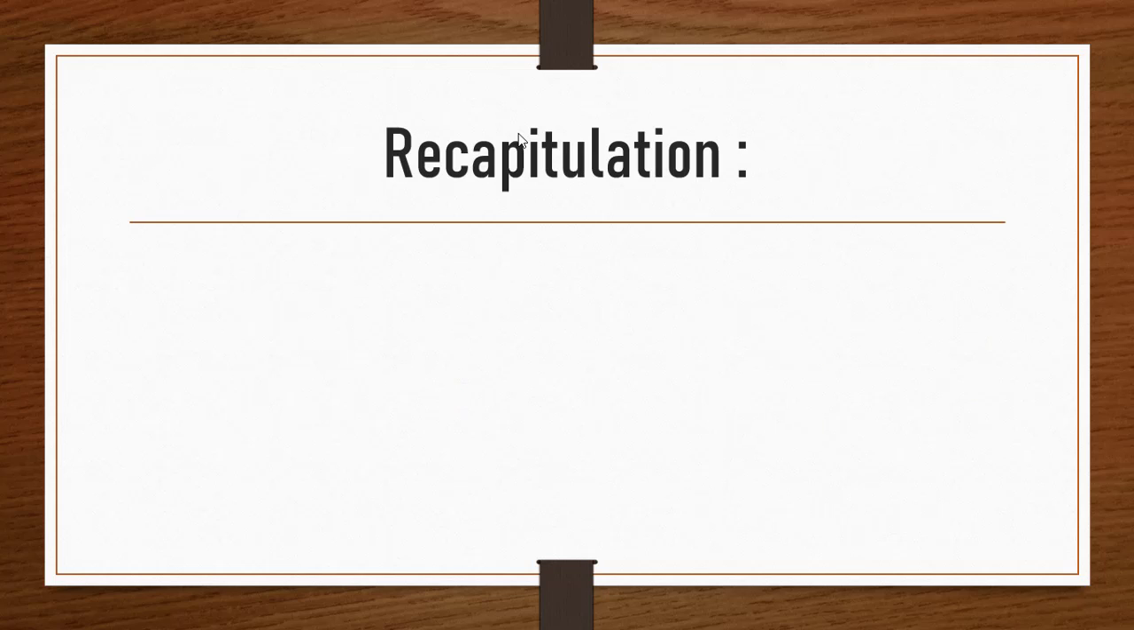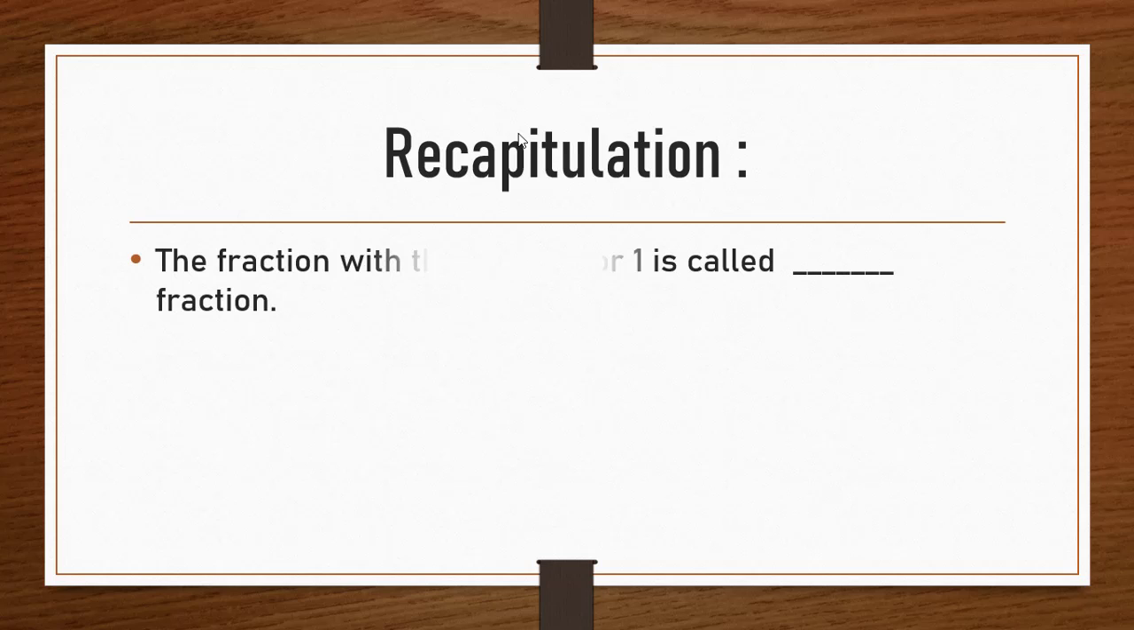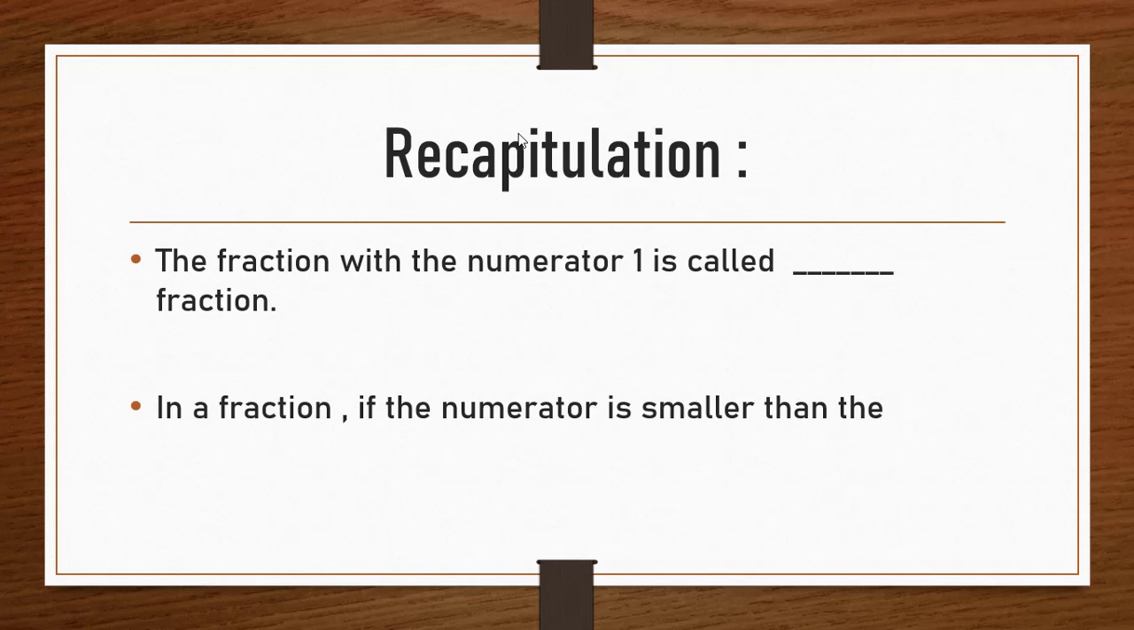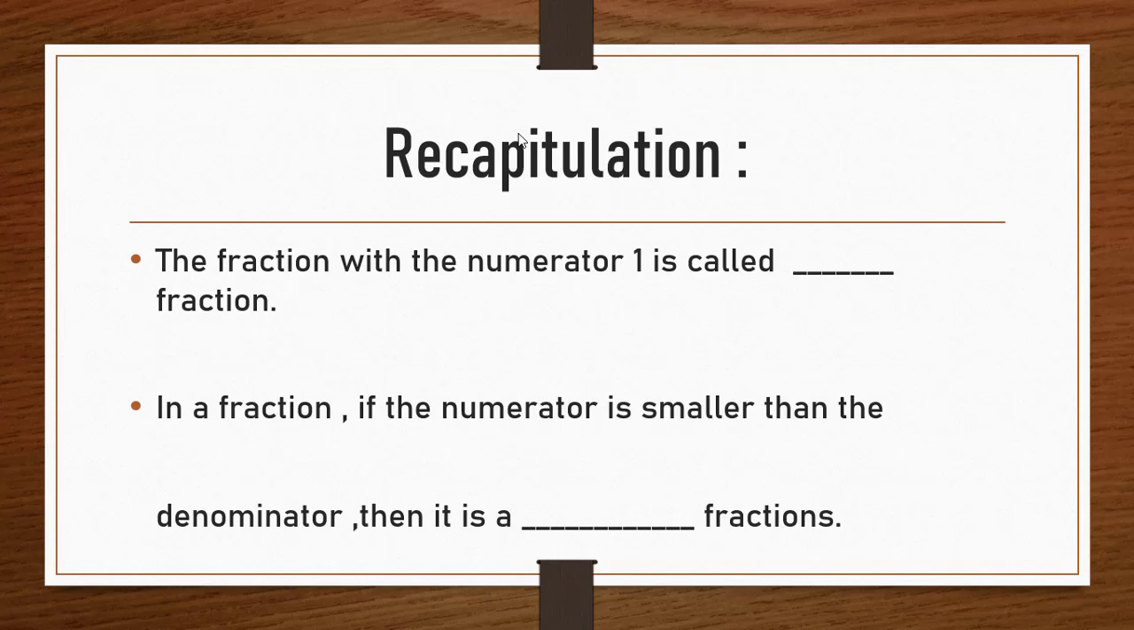It's time to recap our lesson. So dear class, tell me, the fraction with the numerator 1 is called a dash fraction. The fraction with the numerator 1 is called a unit fraction. वो फ्रैक्शन जिनमें न्यूमरेटर 1 हो उसको हम क्या कहते हैं? यूनिट फ्रैक्शन.